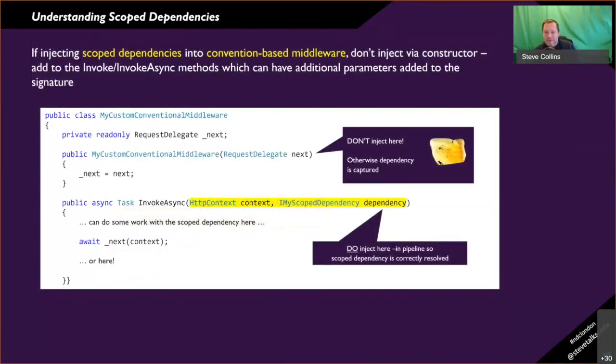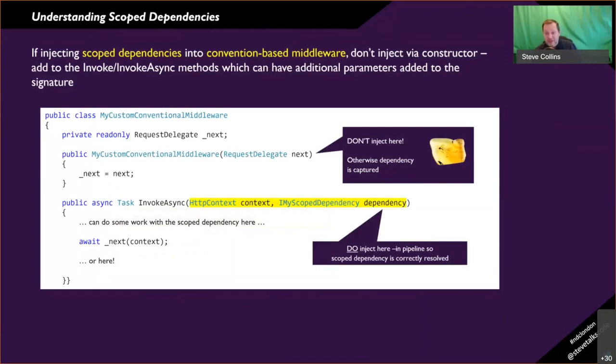When we talk about middleware, we think about intercepting and handling HTTP requests and responses. Because of that, you might assume that middleware is a scope registration, but that's not strictly true, because there's two different ways of writing middleware. The one that most people are familiar with is convention-based middleware, as shown here.